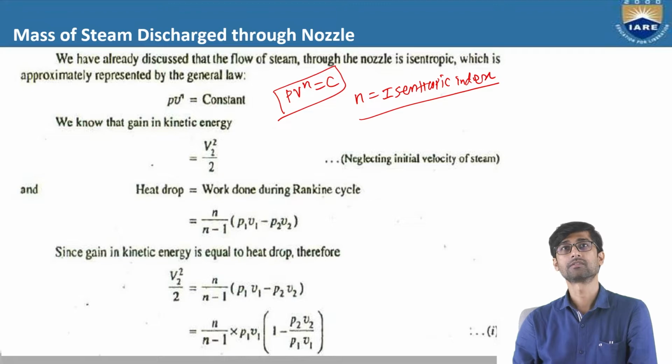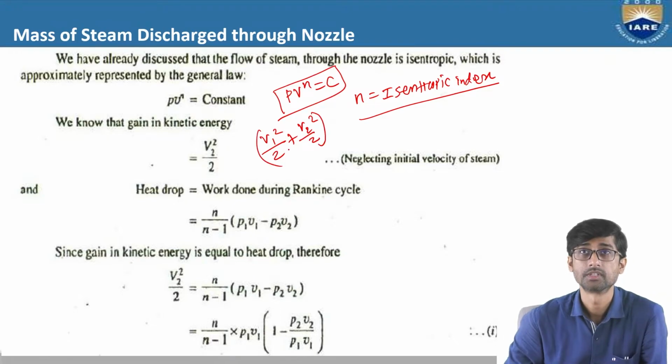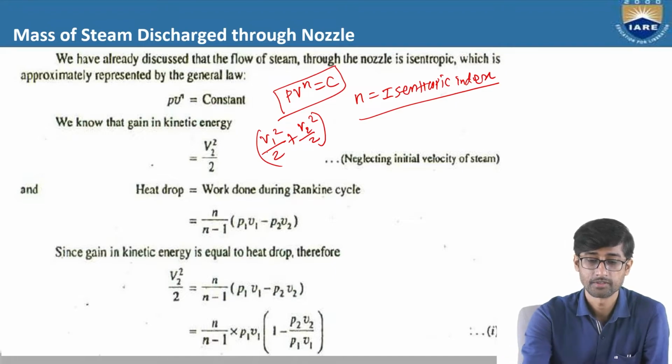PV to the power n is equal to constant. So what is the gain in kinetic energy? That becomes V2 square by 2 minus V1 square by 2, right? This is the gain in kinetic energy. If you neglect the initial velocity of steam, it becomes V2 square by 2.